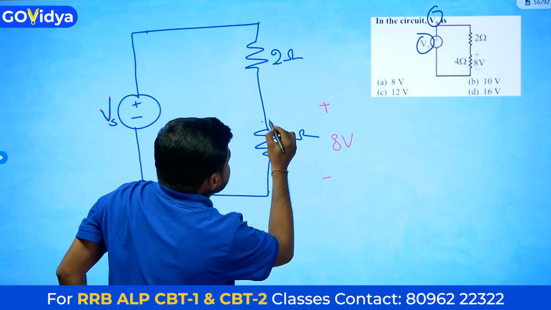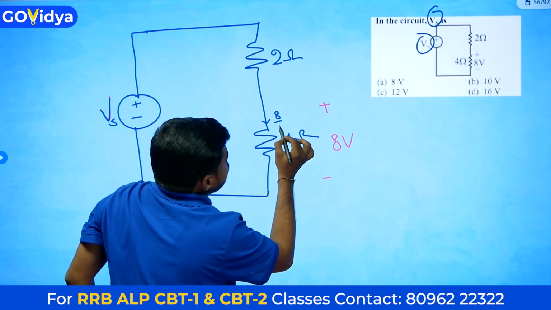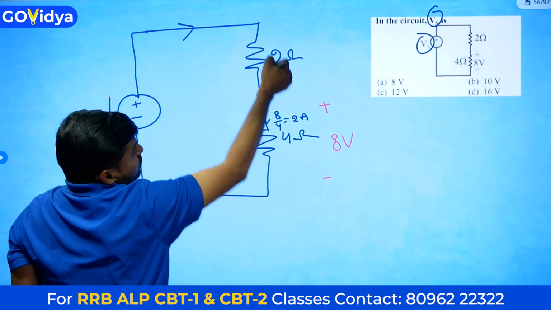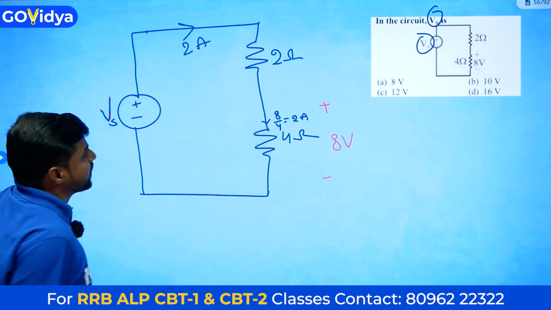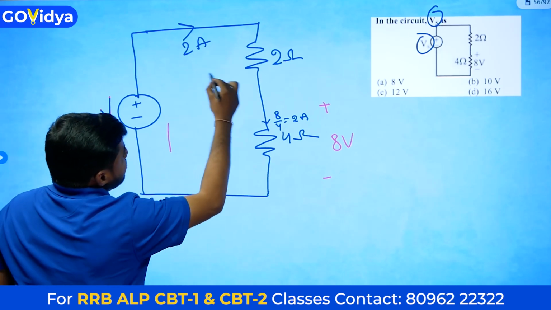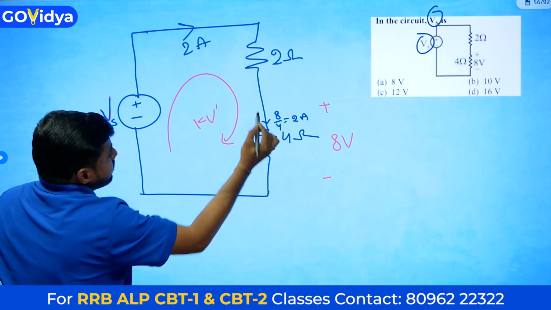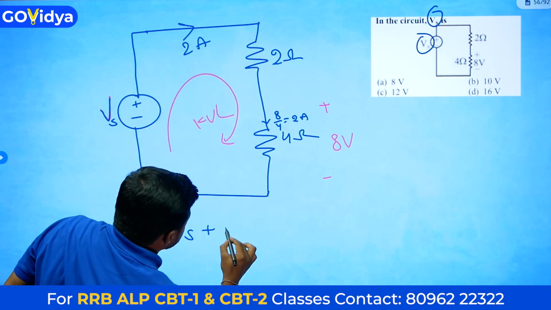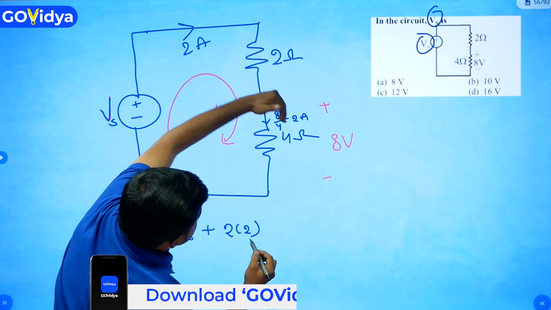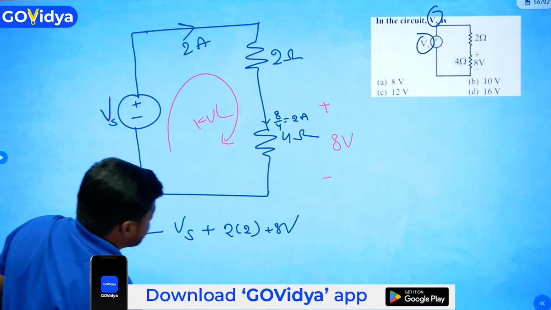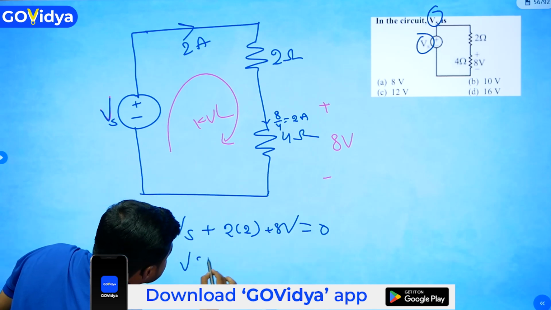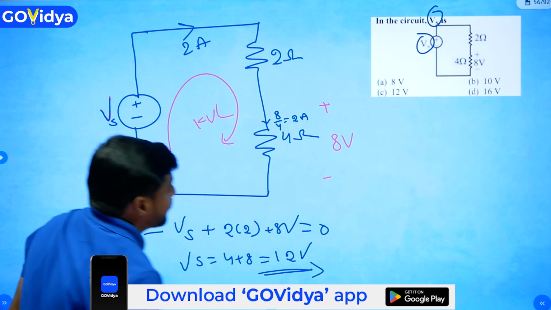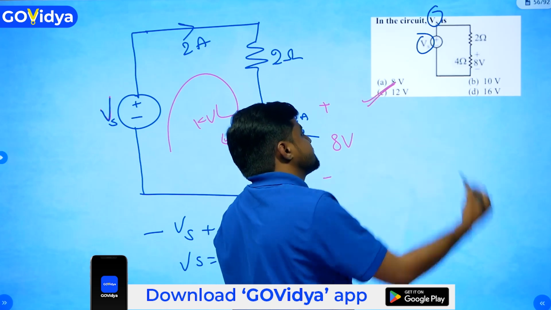Here 8 volts is across 4 ohms. Current I is equal to V by R, 8 by 4, which is equal to 2 amperes. The same 2 amperes current will flow through the 2 ohms also. Now apply KVL in this loop. KVL: minus Vs plus 2 into 2 plus 8 volts is equal to 0. Vs is equal to 4 plus 8, which is 12 volts. From the options, option C is the correct answer.